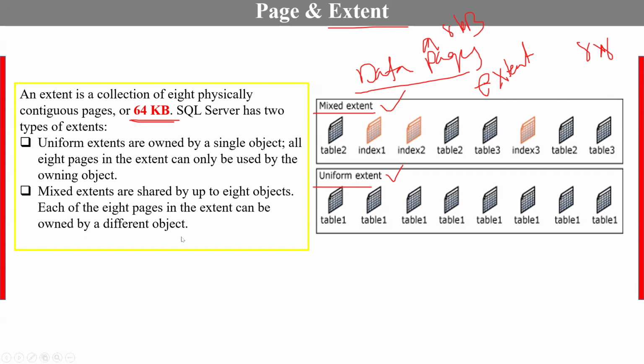Clear? Not clear? Very important interview questions are these also. Definitely they may ask you what is an extent, how many types of extents are there. Extent is nothing but continuous 8 data pages. Technically we'll call it one extent. Each extent size is 64 kilobytes. And we are having two types of extents. One is uniform extent, one is mixed extent. Uniform extent means if 8 pages contain single object data, we'll call it a uniform extent. If that 8 pages contains different object data, then we'll call it a mixed extent. Clear, everyone?